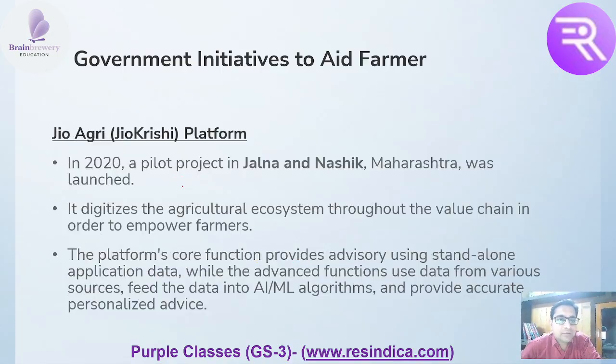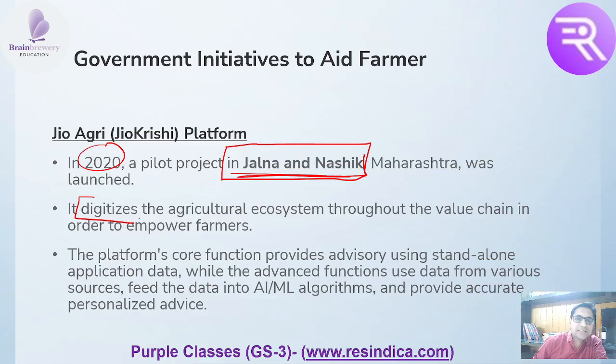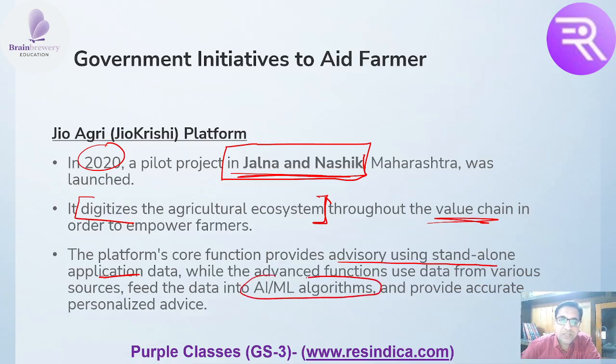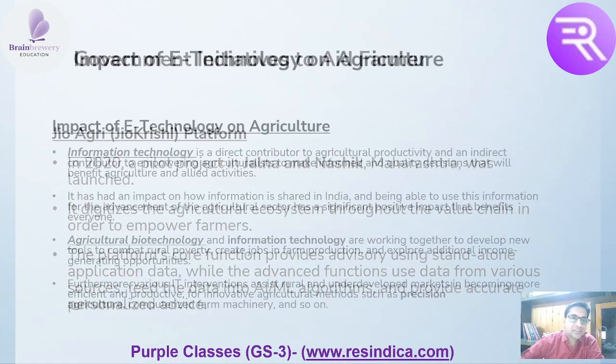Then the GeoAgri, GeoKrishi platform, a 2020 pilot project in Jalna and Nasik in Maharashtra. It has been launched to digitalize the agriculture ecosystem from end to end for proper value chain addition. You are digitalizing each and every part of agriculture. It is an advisory using a standalone application, using the very latest technologies of artificial intelligence and machine learning algorithms, and it is providing personalized advice in the Jalna and Nasik region.